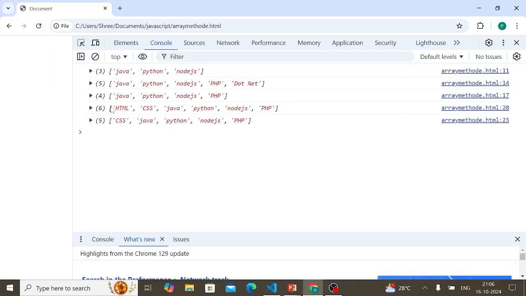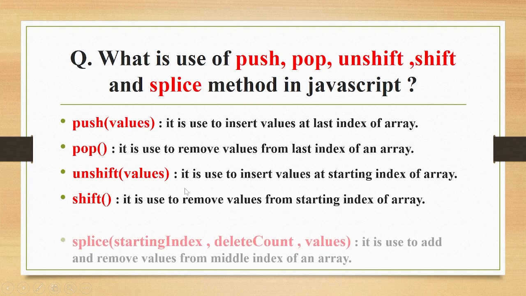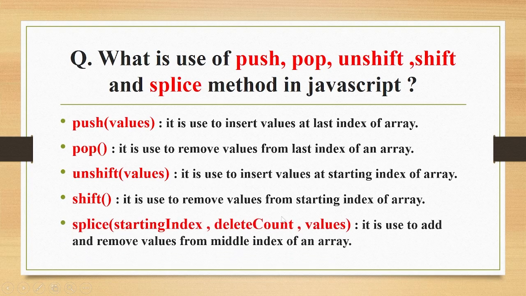Now friends, in our previous array, at the starting there was the HTML value. Now HTML gets removed and CSS comes first. So friend, in this way, by using the shift method, you can remove the starting values from your array. Got it? Now friend, let's see another method, and it is what? Splice method.